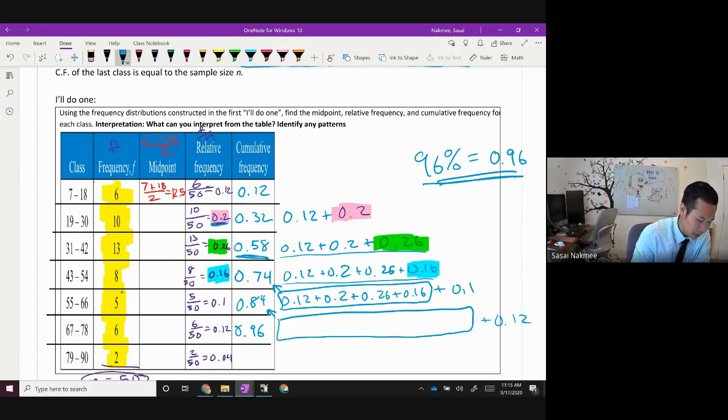Anyways, this last one, 0.96 plus 0.04 is going to give me 1.00, which, by the way, makes 100%. So when you do your cumulative frequency, the last number you have in your class should be very, very close to 100% because you're adding up all these percentages. And when you add up all your data, you should have 100% of your data. So does that make sense? Hopefully you're able to see how I filled out these charts right here.